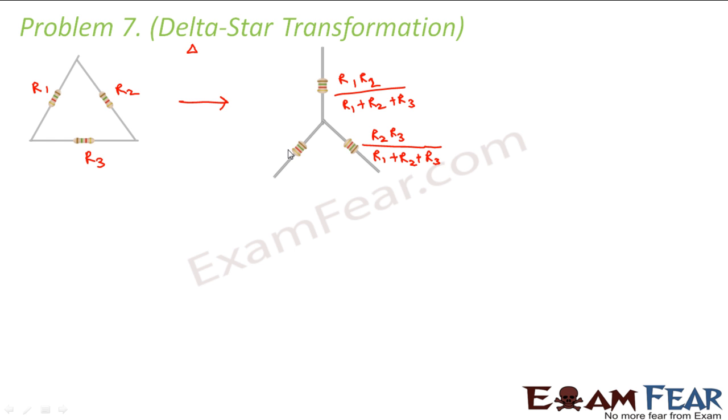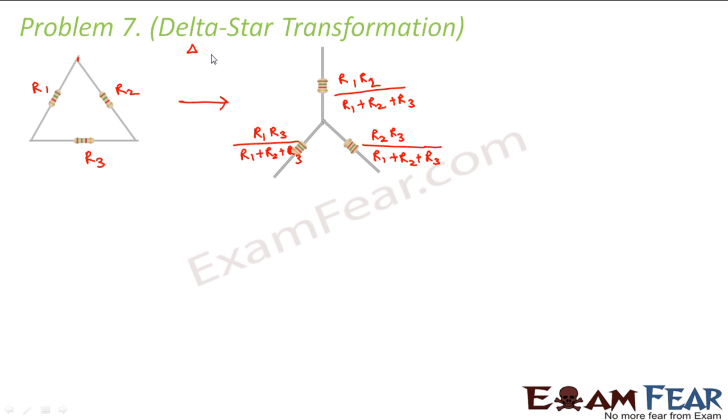Similarly, the value of this resistance, which comes between R1 and R3, will be equal to R1 R3 divided by R1 plus R2 plus R3. So if you convert this delta into a star, the values of these three resistances will be the values which I indicated here.